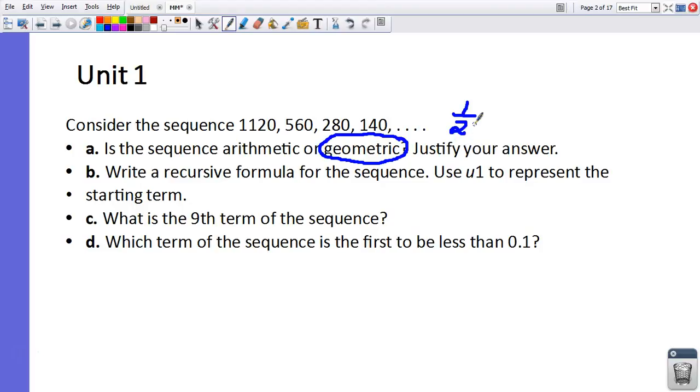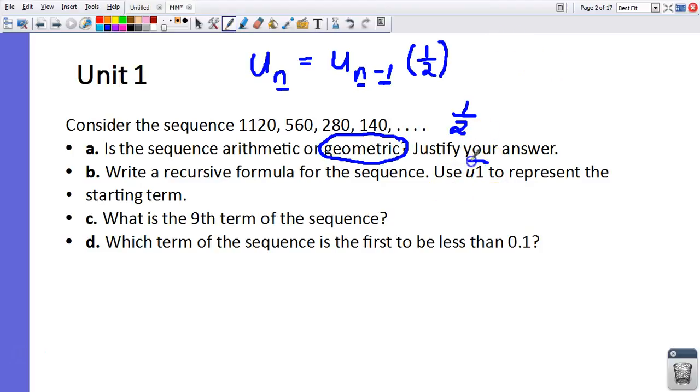geometric. And then to write the formula for it, we're going to say either u or a sub n, I think the test uses u sub n, is equal to u sub n minus 1. So we're looking for this term n, but we have to use the term that was 1 before it. So that's what that n minus 1 means. And then we're going to multiply that by 1/2. Okay? So there's the recursive formula, but in order to use it, you have to have a starting point.